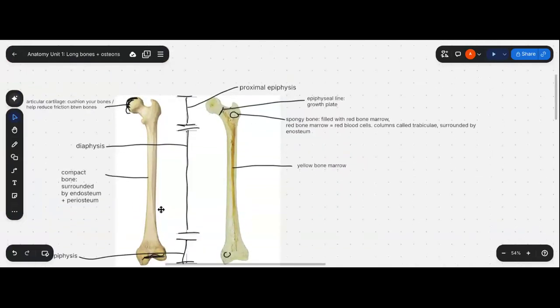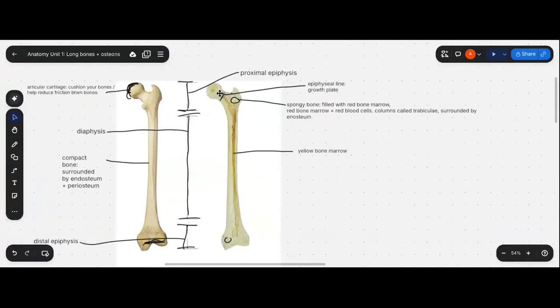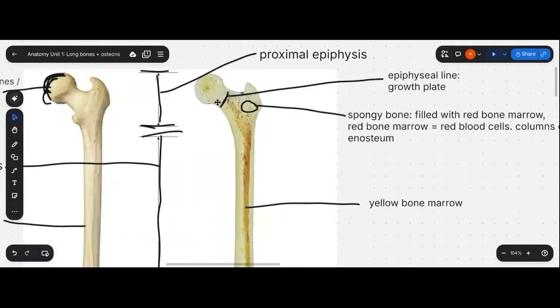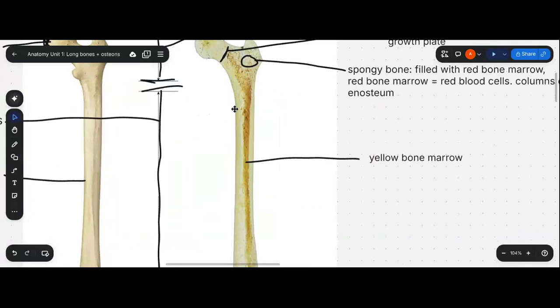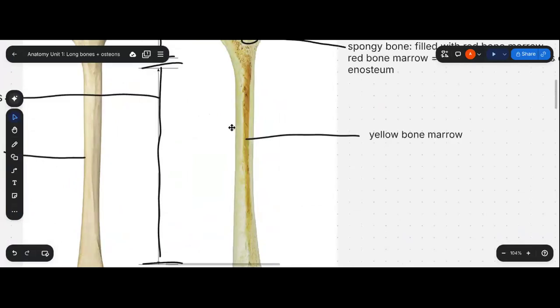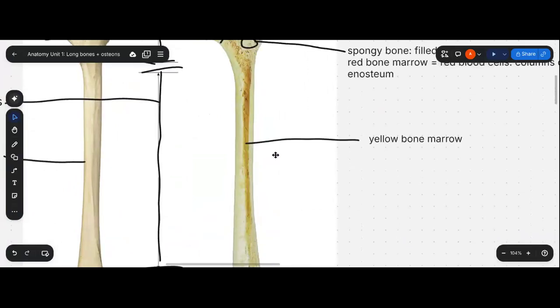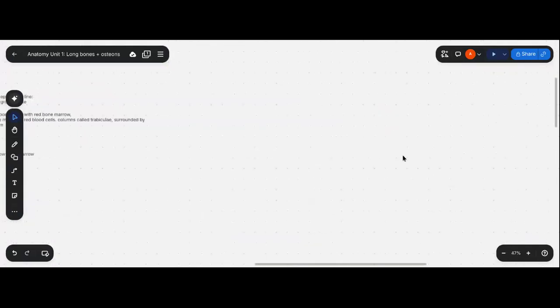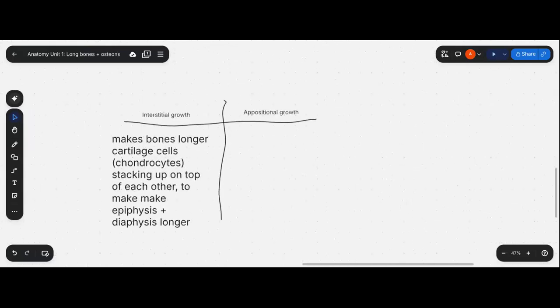Because as we can see over here, these chondrocytes are just stacking up on top of each other throughout the whole length of the bone, and then over time it is just going to increase the height.